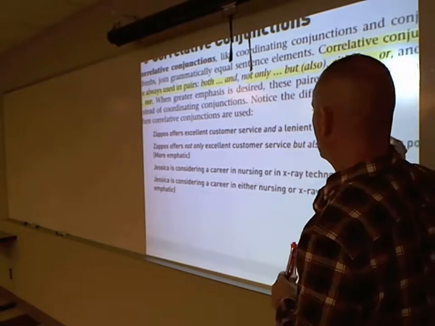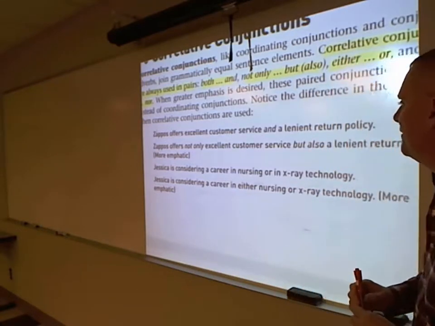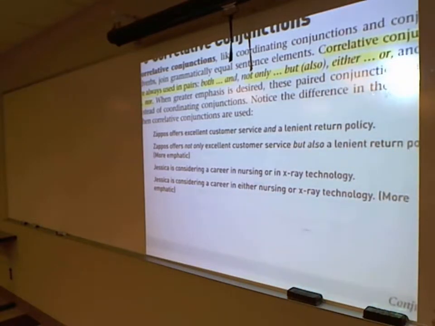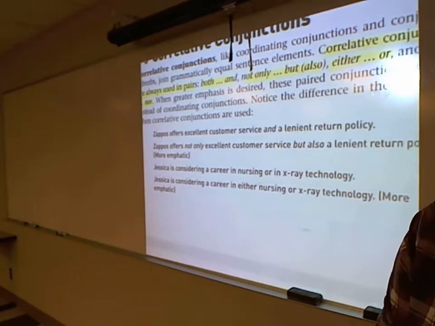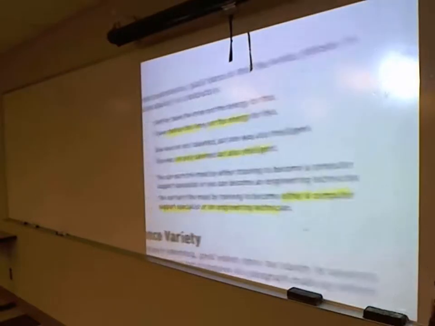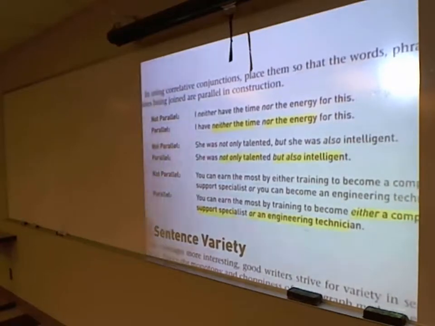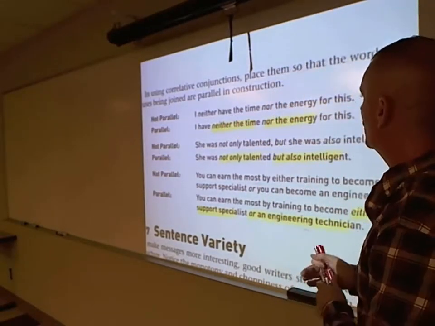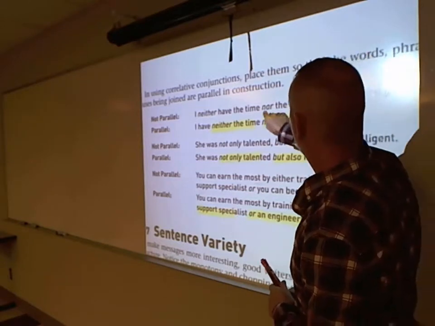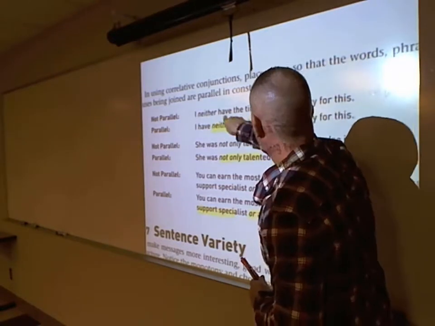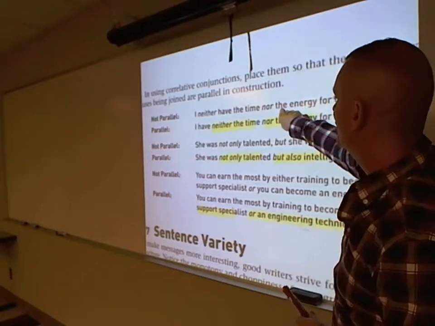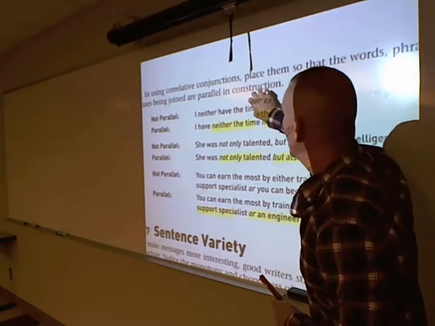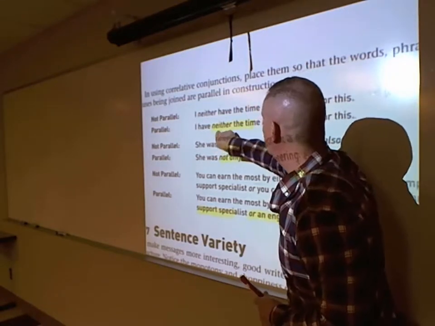Here's the issue with this one. This one's definitely wrong. I neither have the time nor the energy for this. So we have neither nor, and there's a verb, and then there's an article. So it's broken up, it's not parallel. So it should say, I have neither the time. Notice time follows neither, nor the energy. Energy follows nor. Those are parallel with each other, and it makes it easier for the reader.